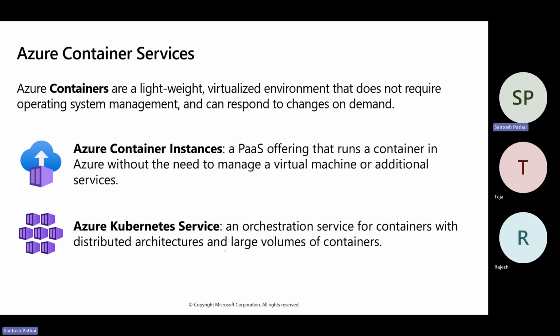Then we have Azure Kubernetes Service, which is an orchestration automation service for containers only, with distributed architectures for a large volume of containers. If you have a lot of containers and you want to automate a lot of things, you can make use of AKS, the Azure Kubernetes Service, and Azure Container Instances can be executed.